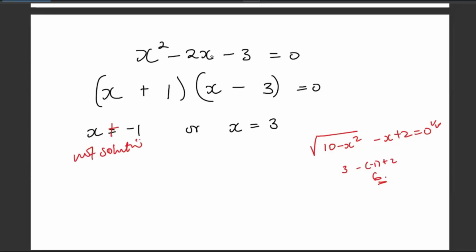Let's try with 3. We know that 3 squared is a 9, so 10 minus 9 is a 1. Square root of 1 is going to be a 1. We are subtracting 3. That's going to give us a negative 2. When you plus the 2, you get a 0. So this one is giving us the answer on the right hand. So 3 will be the only solution that we have. All right.